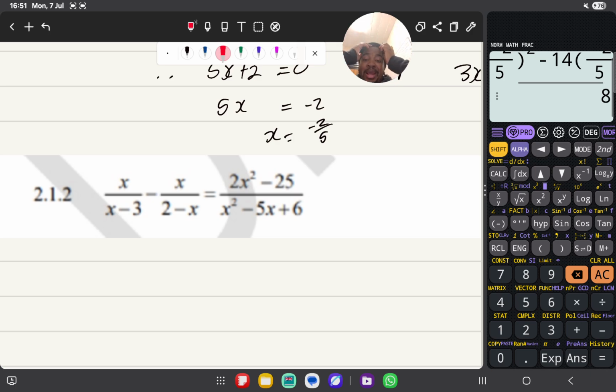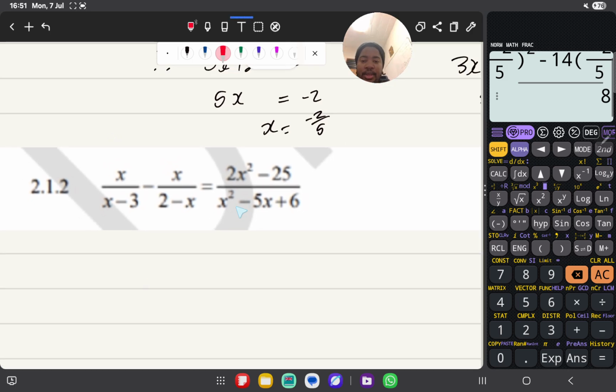Okay, we have plenty. We have so many numbers here. Let's see how we're gonna approach this one. Cool. I'm thinking here, these brackets, you can easily factorize them.